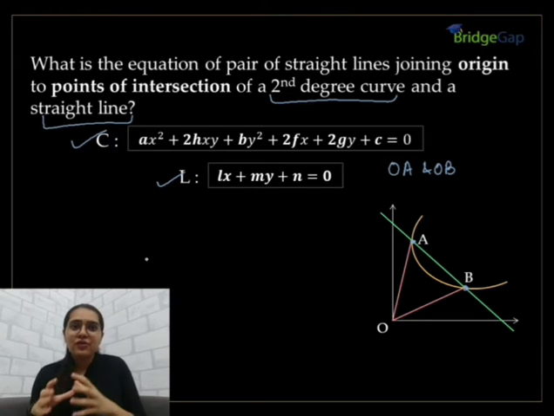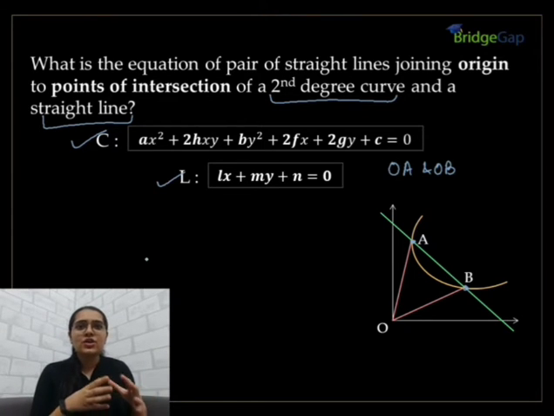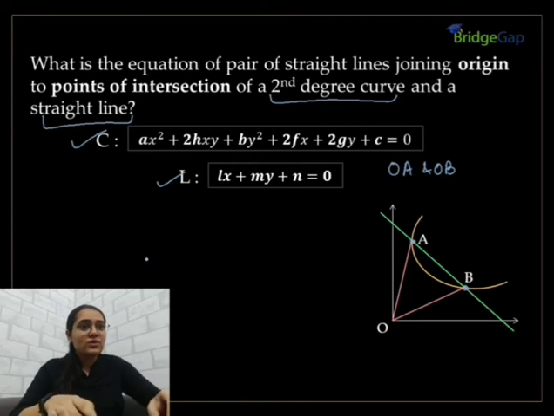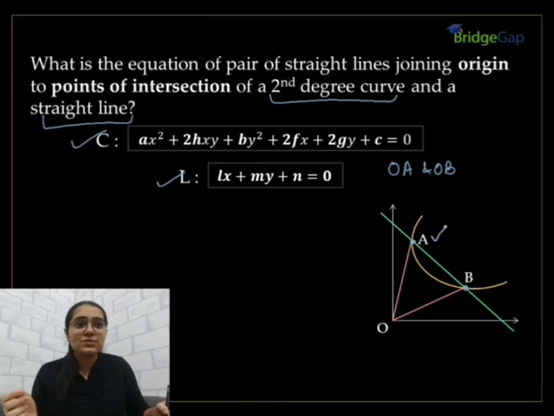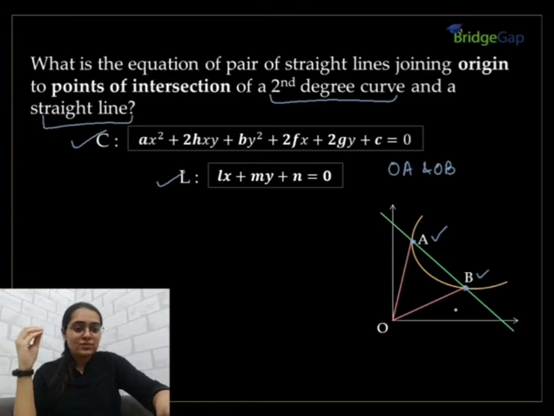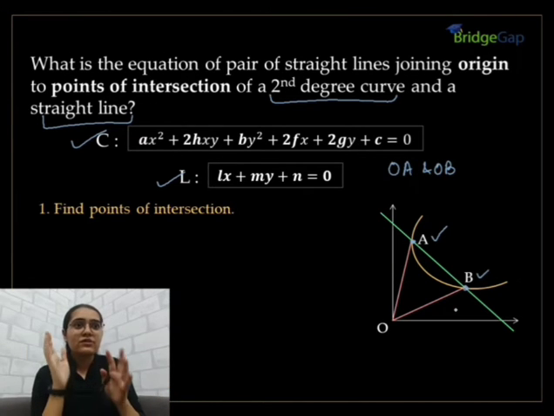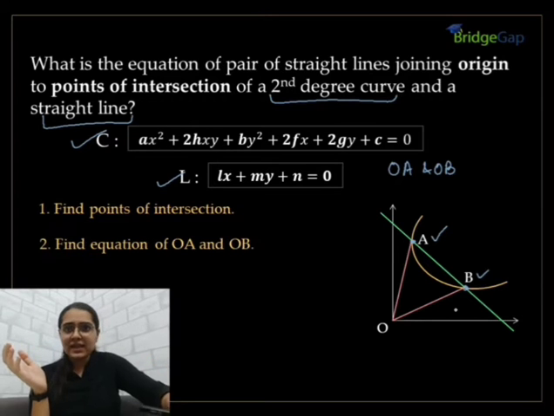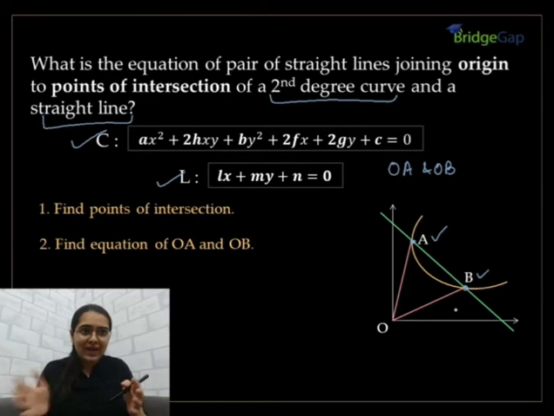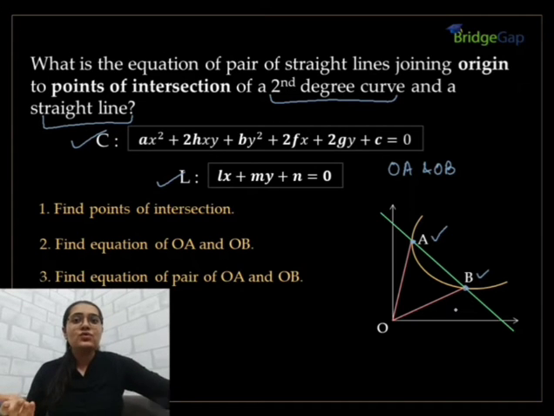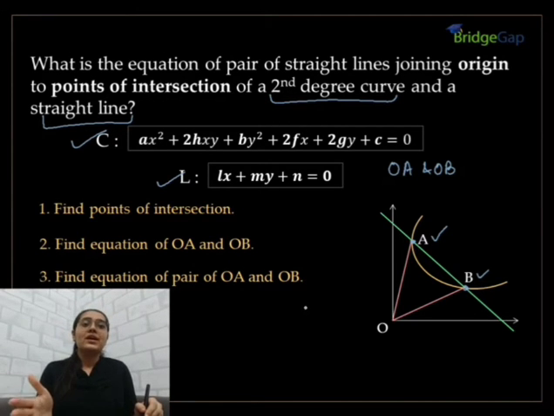Now you see, to find equation of pair of straight lines, you will first find equation of straight lines itself, and to find equation of straight lines you need to determine these points. So what will your mental thought be? What's the process you're going to follow? Obviously you're going to find the points of intersection, that is A and B, and then you're going to find equation of OA and OB, and then you will proceed to find equation of pair of OA and OB. Wow, that's a long process, right?